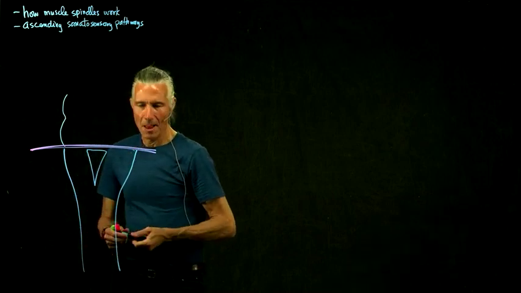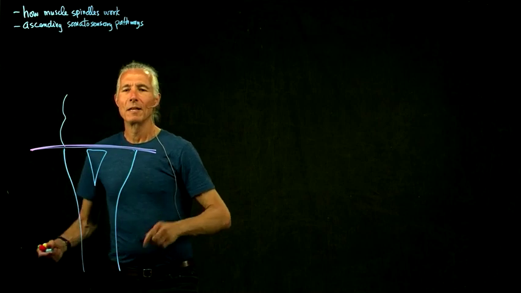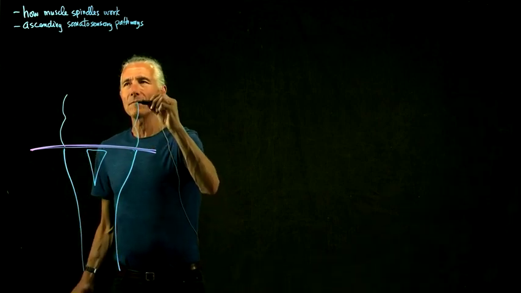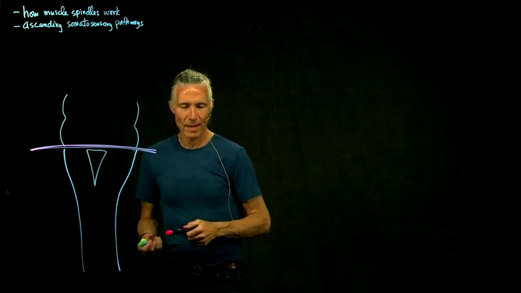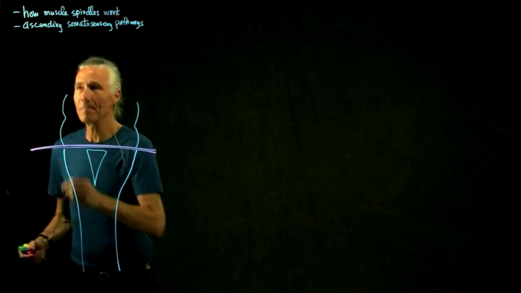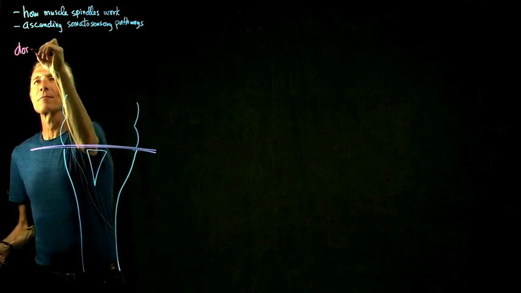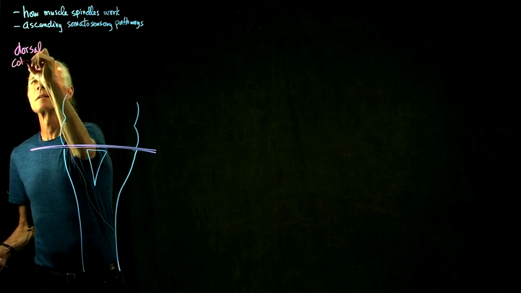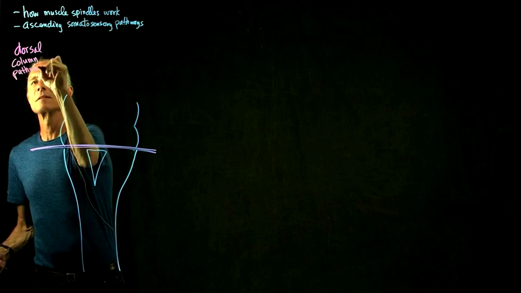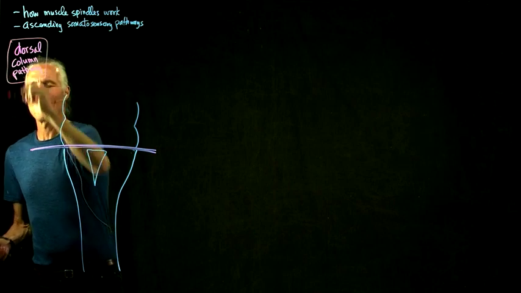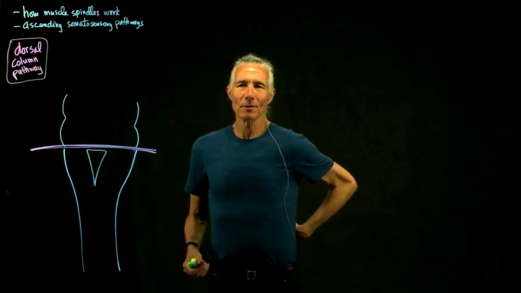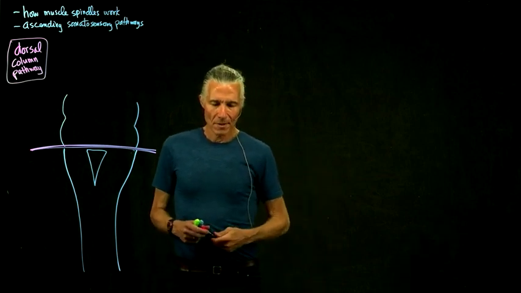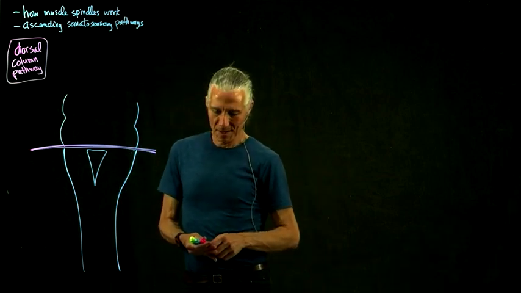Okay. So the first pathway that we're going to look at is called the dorsal column pathway. And so one question is, what is the dorsal column? So dorsal means back, so ventral means stomach, dorsal means back. So what is the dorsal column?